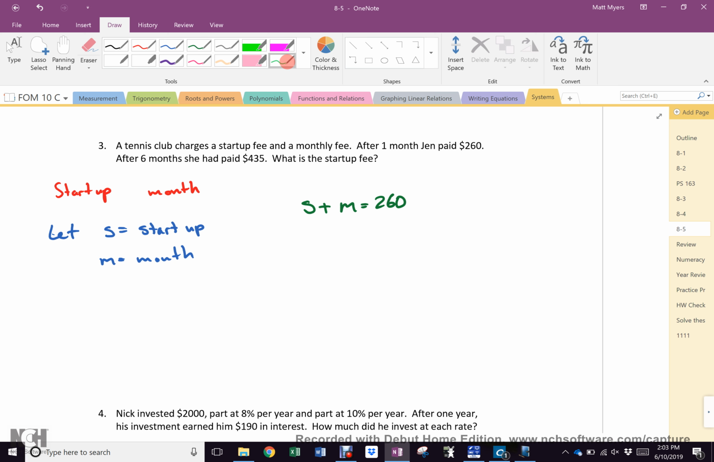After 6 months, how many startup fees has she paid? 1. Because it's a startup fee. Plus how many months? 6 months. Equals 435. Does everyone see how easy this actually is? The words tell you what to do.